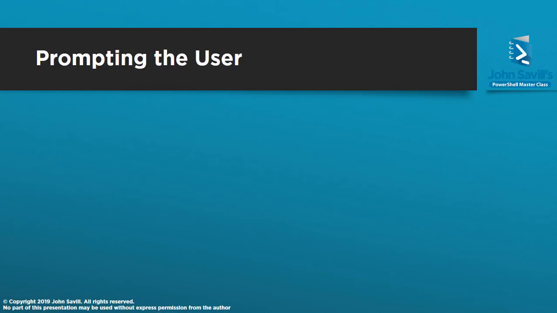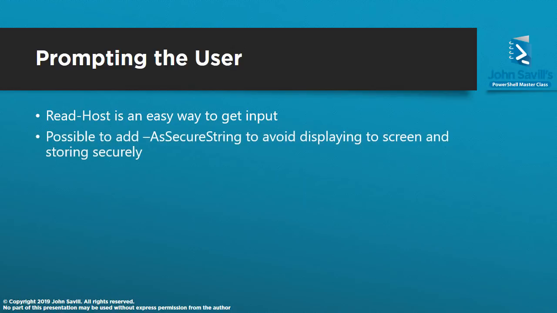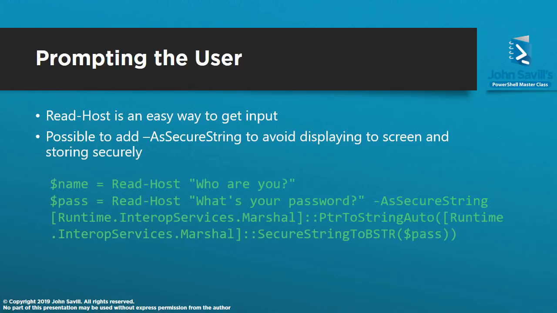Now, I can prompt the user for information. I can use read host as an easy way to get input. I can even get secure values by adding the dash as secure string to avoid actually displaying what I type in. Here's an example of doing that.